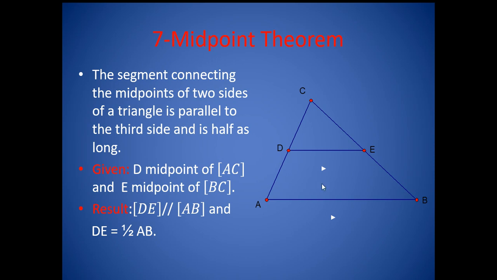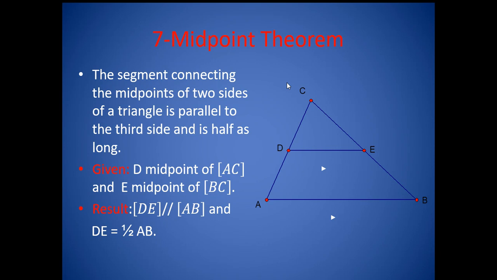It will give me that DE and AB are parallel, and it gives me that DE is equal to half of AB. It means if DE is 4, AB will be 8. If AB is 6, DE will be 3. So be careful. We can call DE the midsegment in a triangle, or the midpoint theorem, as you like. So the given is two midpoints. It will give me parallel plus equal to half of it. I think you know this from last year.